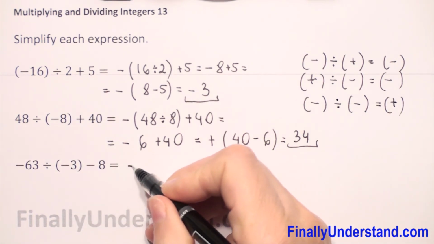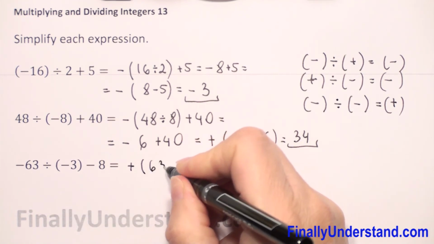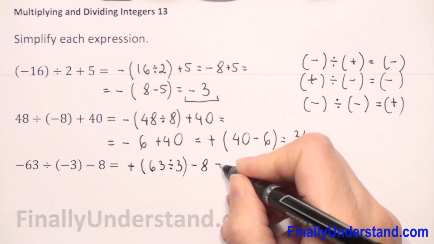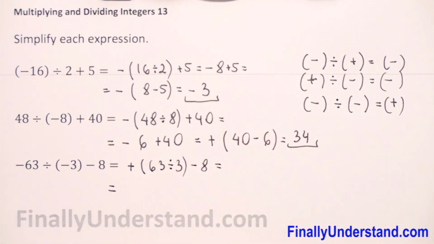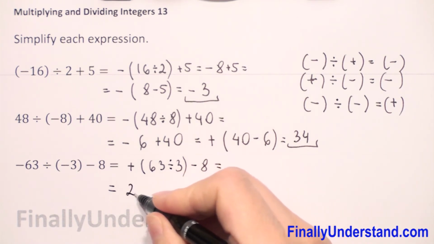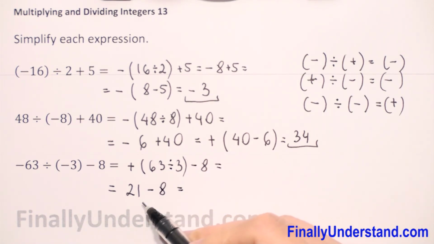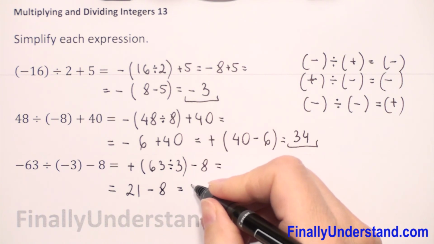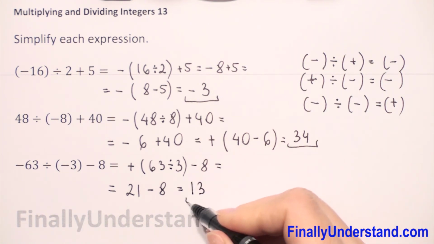So the answer will be positive and we have to just divide 63 by 3, and minus 8 we have to rewrite. So this is equal. Positive sign we don't have to write. 63 divided by 3 is 21 minus 8. So this is equal. 21 minus 8 is 13. This is my solution.